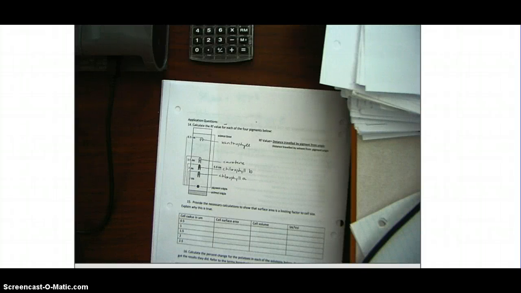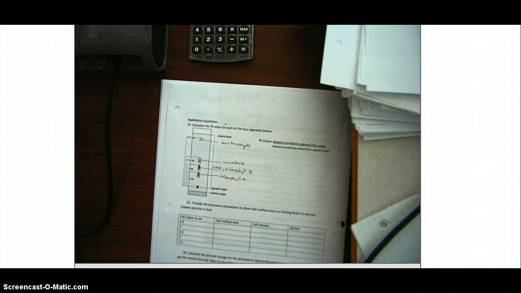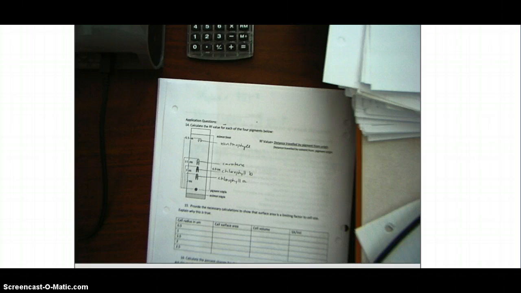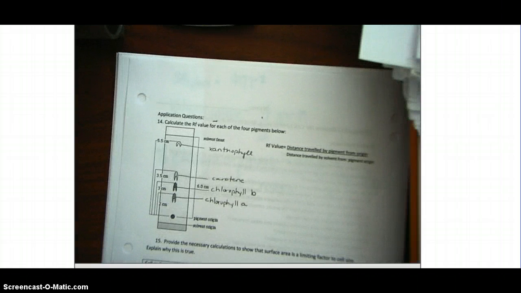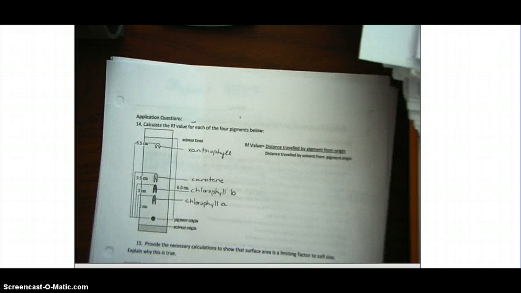Hi folks, I just wanted to go over some of your review with you for tonight because we didn't have enough time to really go over it in class, I felt. So here's your review sheet that you have. I'm just going to go over some of the examples, some of the calculations, and then if I have time, I'll go over the questions on the back of the sheet.